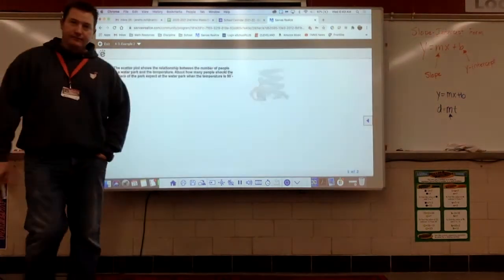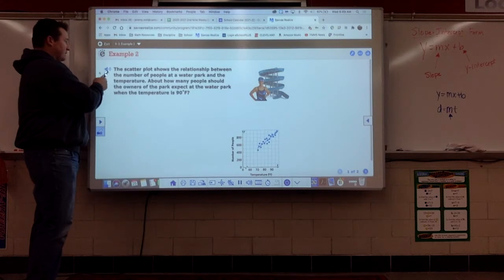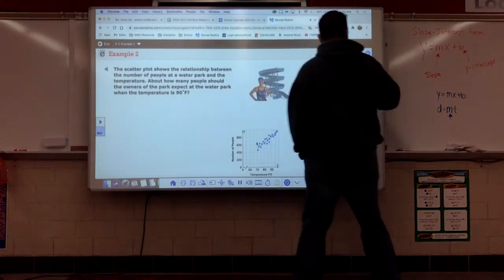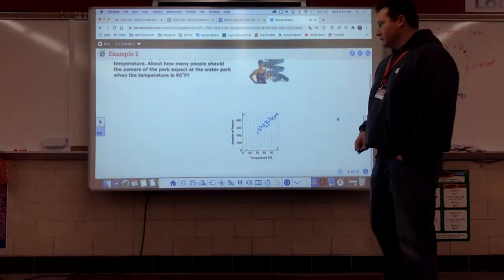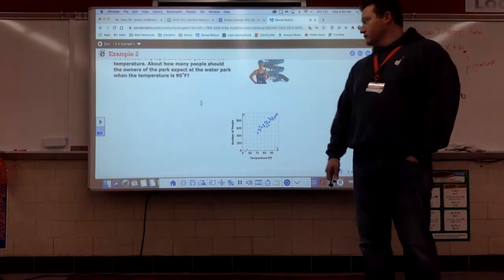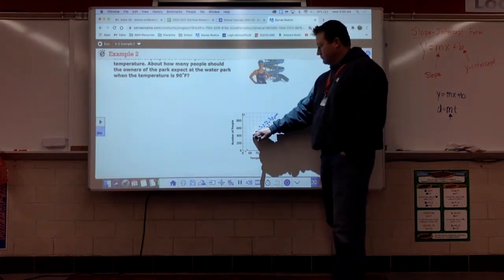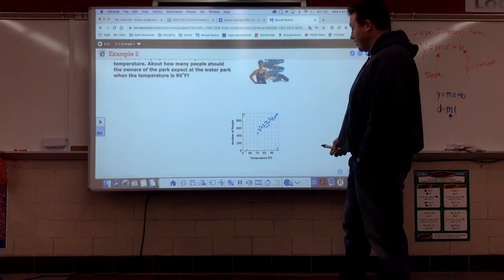All right, example 2. Here we go. You ready? Yeah, this one's easy. All we got to do is use a scatter plot to make a prediction. The scatter plot shows the relationship between the number of people at a water park and the temperature. About how many people should the owners of the park expect at the water park when the temperature is 90 degrees Fahrenheit? Definitely a positive relationship between temperature and number of people at a water park. So positive, linear. What do you guys think? Strong or weak?